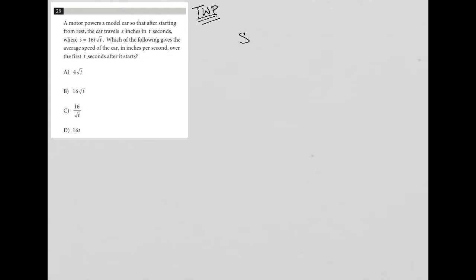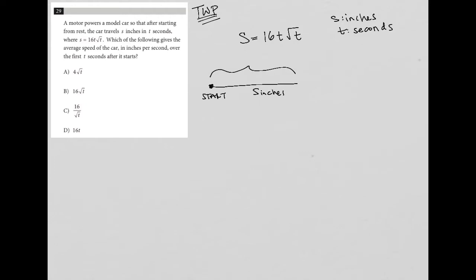So anytime a question provides an equation, I like to write it down. So s equals 16t square root t, where s is in inches and t is in seconds. And I'm going to just draw something here. A motor powers a model car so that after starting from rest. So again, if this is my start, the car travels s inches, so it travels this way, s inches, in t seconds, right? So it takes t seconds to get that far. And let's call this like the end point.